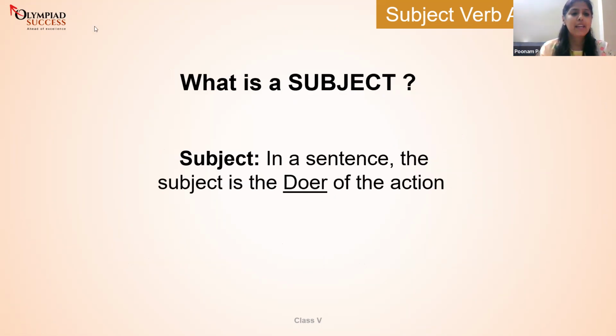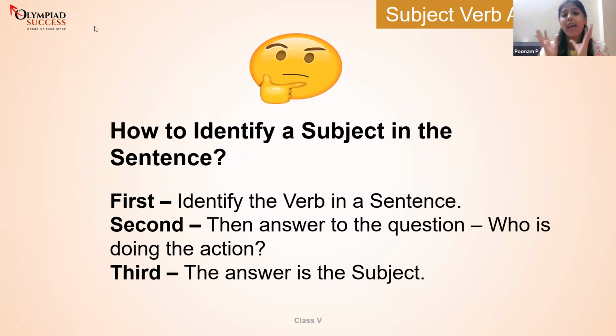Now, those who haven't heard or those who still have doubts, let me quickly tell you what subject verb agreement is. Before we understand the agreement, let's understand what the subject is. In a sentence, the subject is the doer of the action. That is, the one who does the action is the subject. How do I identify a subject in the sentence? First, identify the verb. Most of us very quickly recognize the verb, because the moment we know something is related to action, be it a mental action or physical action, it is a verb. Then ask the question, who is doing that action? The answer is the subject.